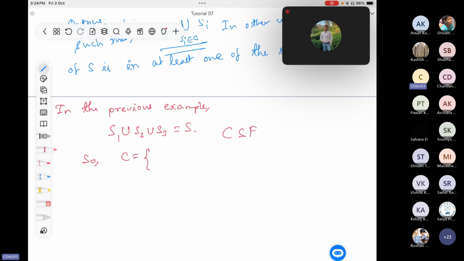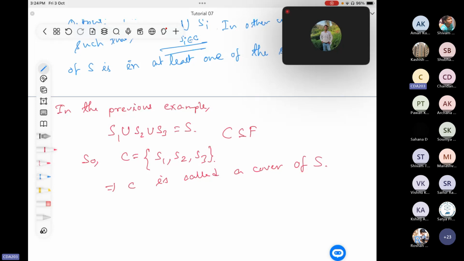So C is a subset of F, mind it. C consists of this set, S1, S2, S3. Then it satisfies our property that every element of S is in at least one of these sets in C, either in S1 or in S2 or in S3. So this means that C is called a cover of S. Cover in the sense that you cover every element by at least one of these sets in that subset.